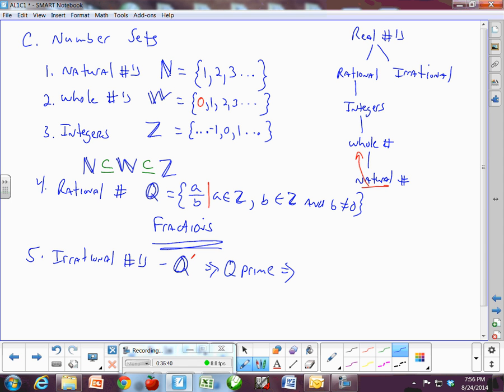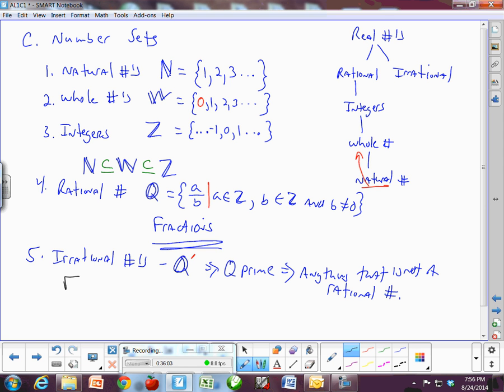What is Q prime? That's an implied symbol there. Any number that is not a rational number. Okay, you say, well, what is that? I don't know what that is. Let me give you a couple examples.